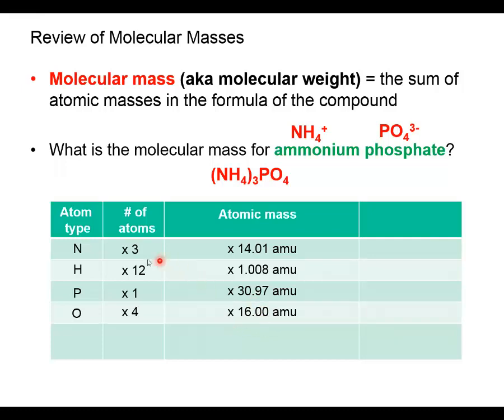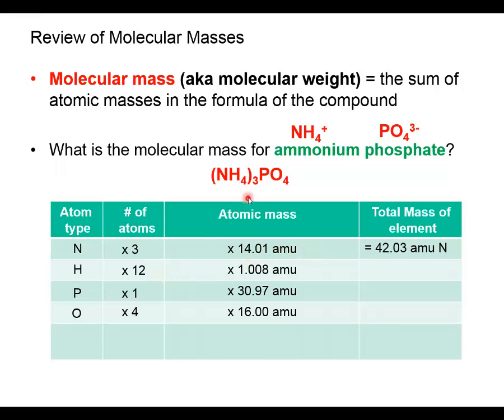Now I need to take the number of every type of atom times the atomic mass per atom to find out the total mass that each element is contributing to the overall formula. So if I take 3 times 14.01, I get 42.03 atomic mass units of nitrogen contributing to the overall mass of the ammonium phosphate formula. That's because I had 3 nitrogen atoms times the mass from the periodic table.